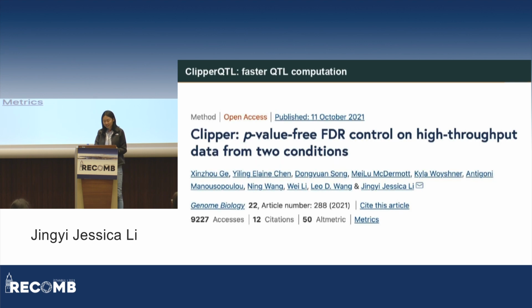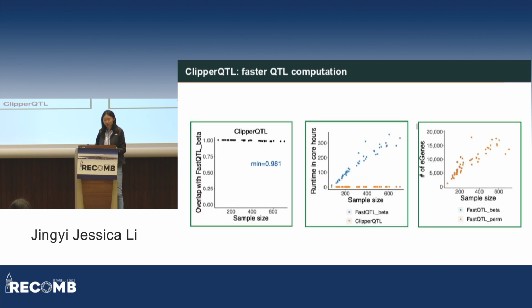And also, just as a quick advertisement, we had a method for doing p-value free FDR control, and Heather implemented this idea, which we call Clipper, together with the QTL analysis. We found that because we can get rid of the p-value requirement and the number of permutations, we can be much faster than fastQTL, which is the current state-of-the-art method for QTL analysis.